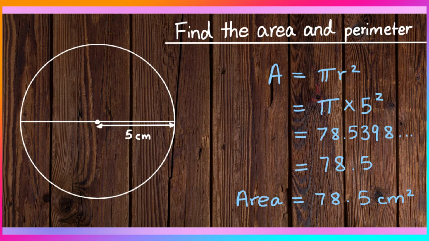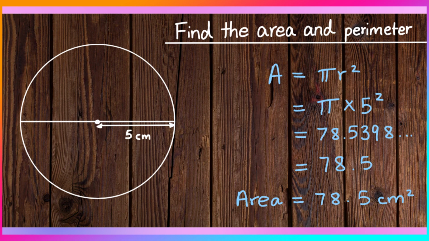Here's an example. Over here, we have to find the area and perimeter of the circle. First, we will find the area. We know the formula for the area of a circle is pi r squared. Simply substitute the values into the formula. Substitute 5 for the radius, which is given in the diagram here. Then, input into your calculator. Input pi multiplied by 5 squared, which is 25.